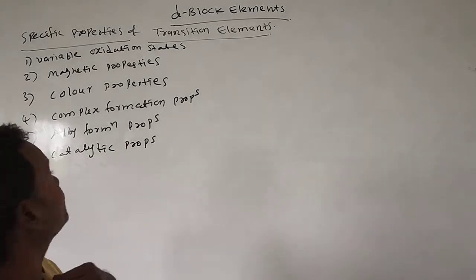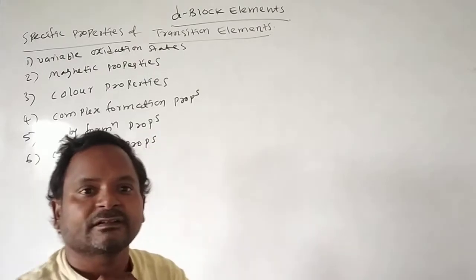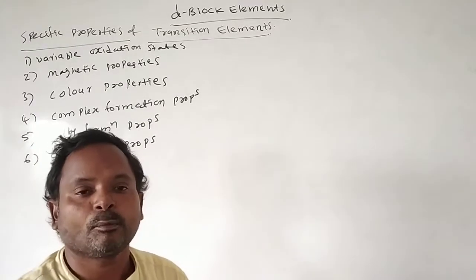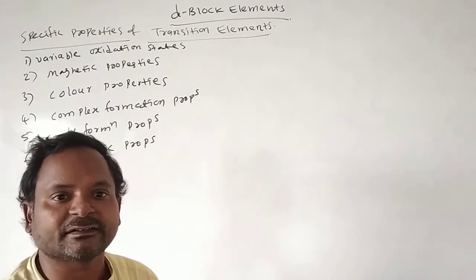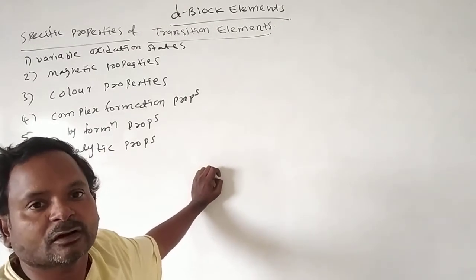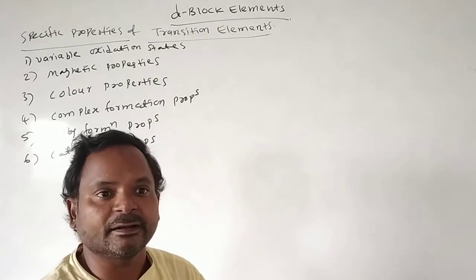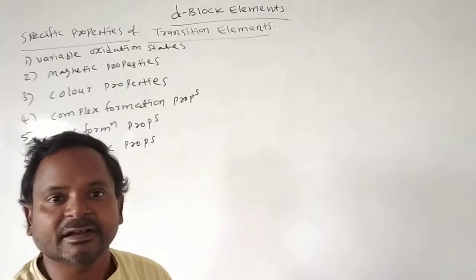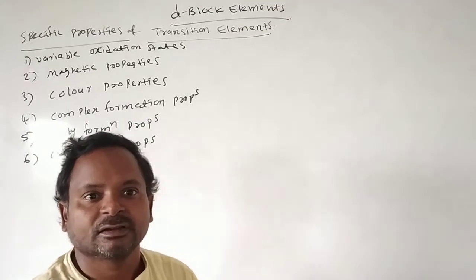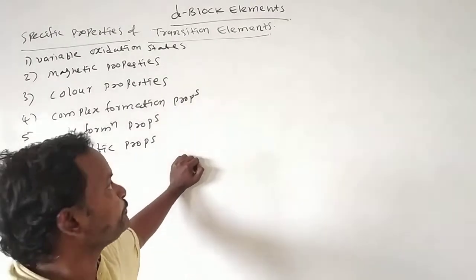Last class we discussed the variable oxidation states. What is the meaning of variable oxidation state? An element that exhibits more than one oxidation state is called variable oxidation state. Why do those exhibit variable oxidation state? Due to the availability of unpaired electrons and vacant d orbitals, and high nuclear charge.